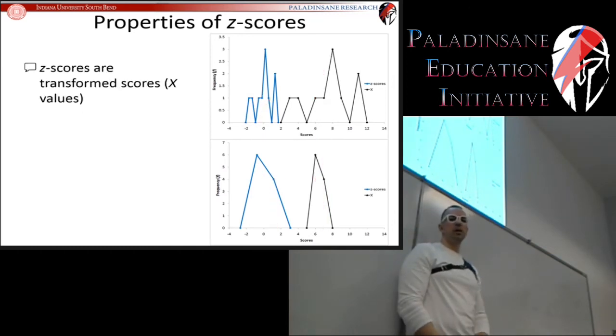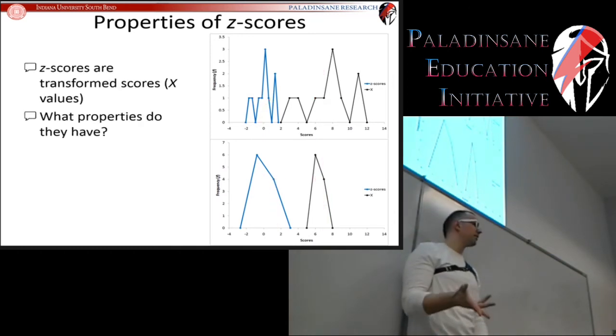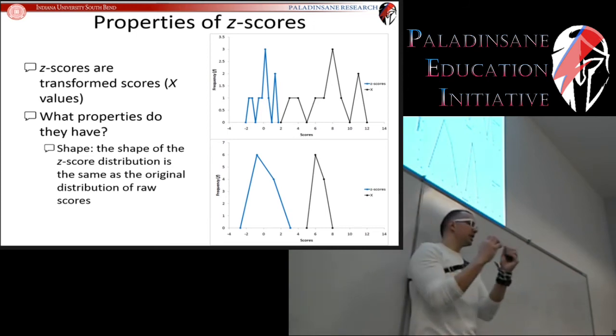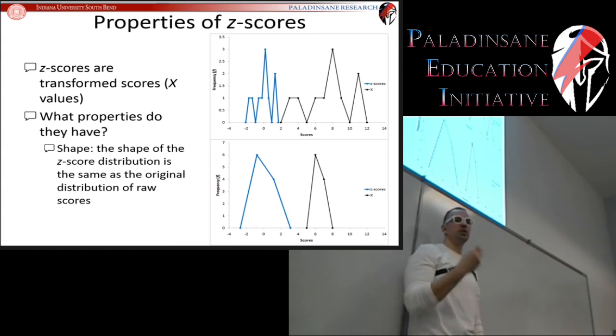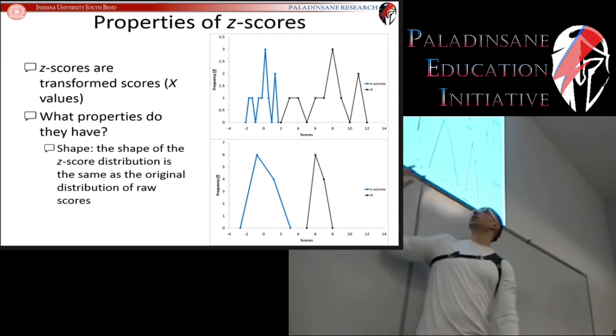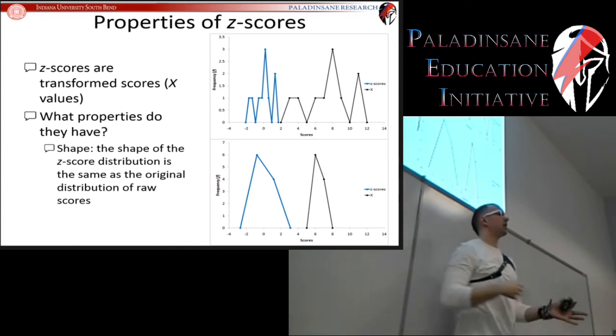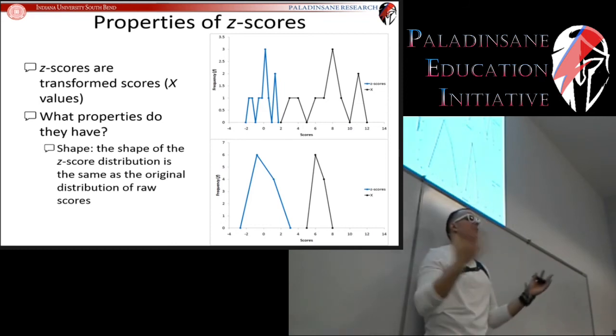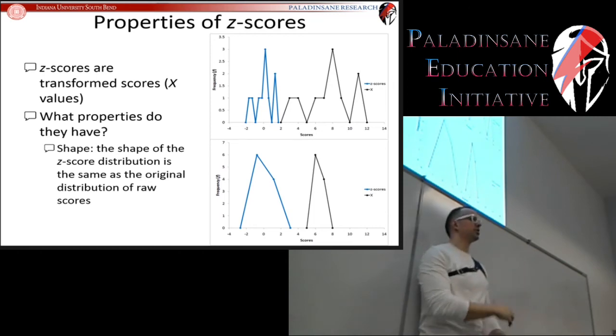So just one more time, what kind of properties do they have? This one we haven't mentioned yet. The shape. Z-scores preserve the shape of your distribution. So other than squeezing it or stretching it, it will preserve the general shape of the distribution. So if your distribution has 2 peaks, your z-scores will have 2 peaks. If your distribution only has 1 peak, your z-scores will have 1 peak. If your distribution is symmetrical, your z-scores will be symmetrical. If your distribution was skewed, your z-scores will be skewed. It maintains the general shape outside of a stretching or a squeezing of your original distribution.